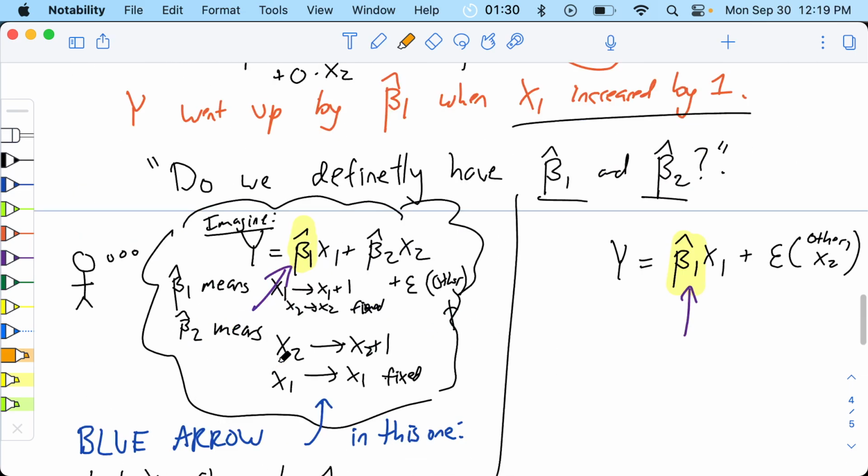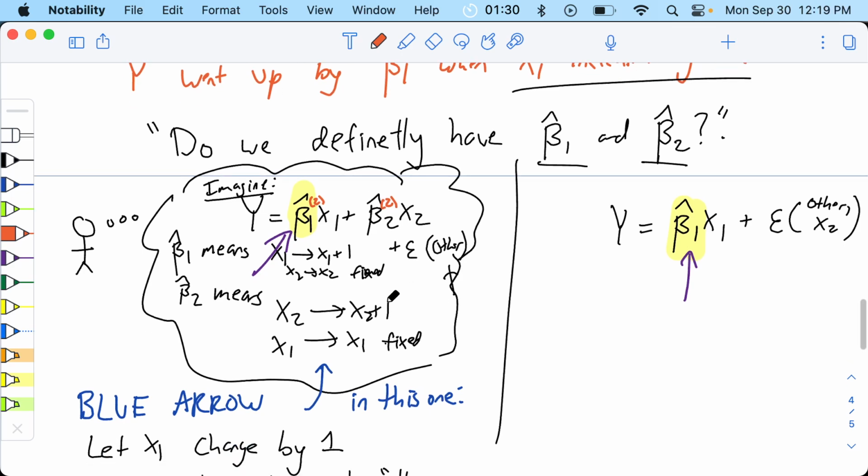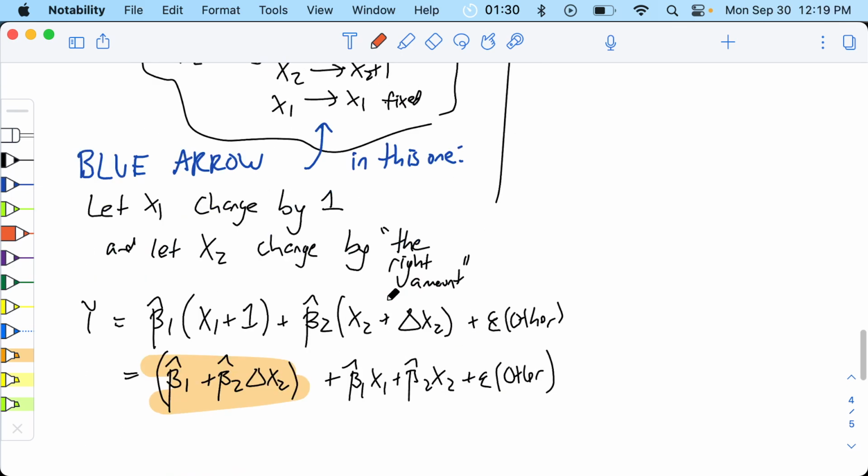I want to emphasize this is the double regression. Let me put a little 2 everywhere. This is when you do a regression with 2 variables. These are the things: 2, 2, 2, 2. Let's put them everywhere. So when you do a regression with 2 variables and you change x1 by 1 and you change x2 by the right amount in that blue arrow direction, then y changes by the sum of these things.